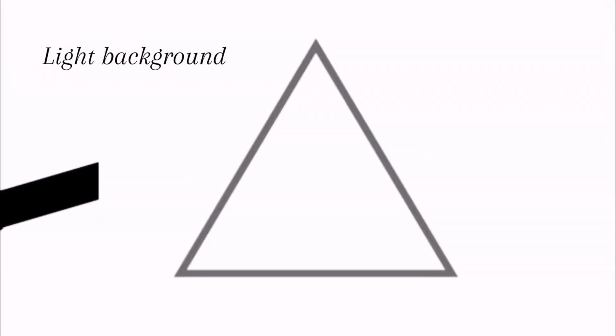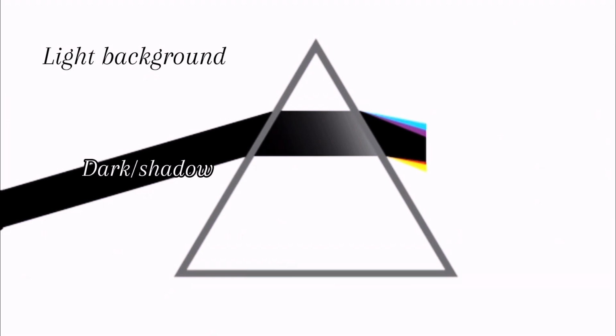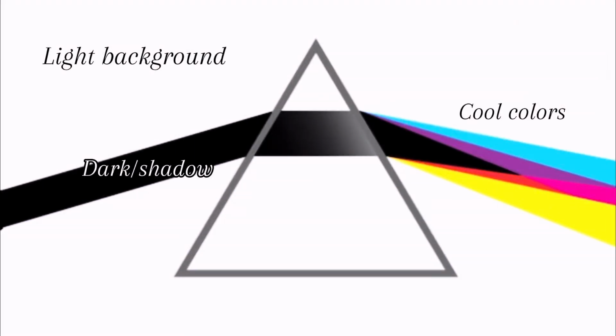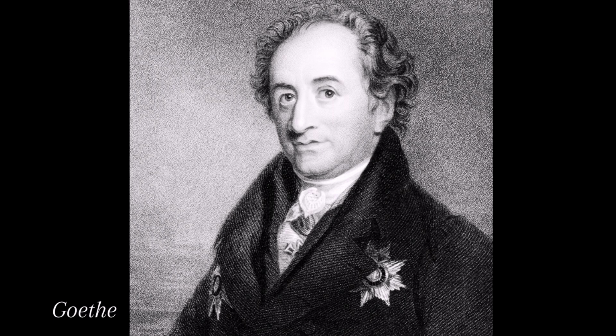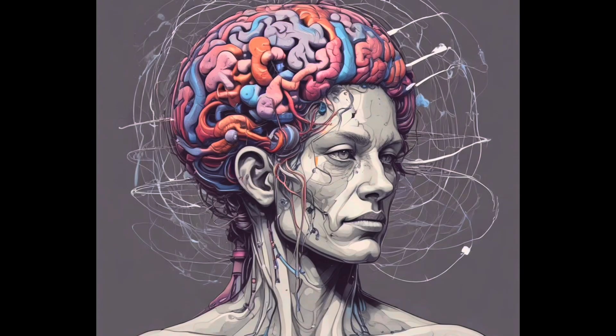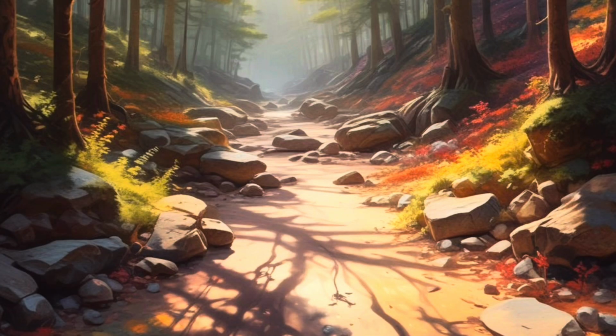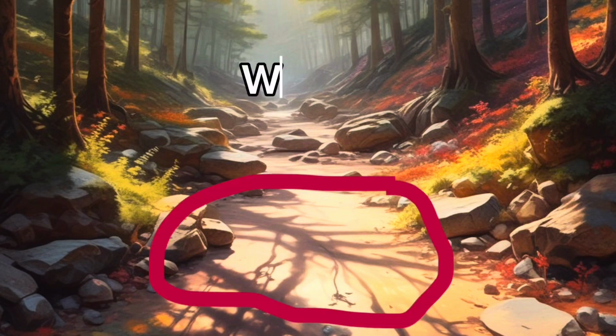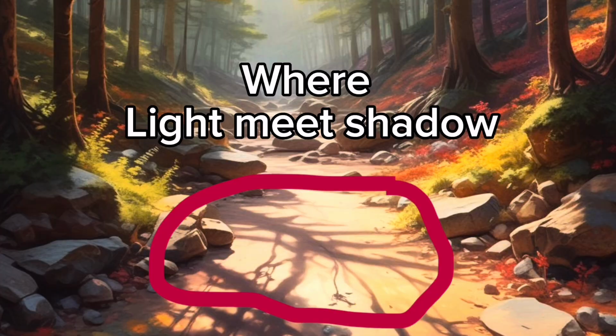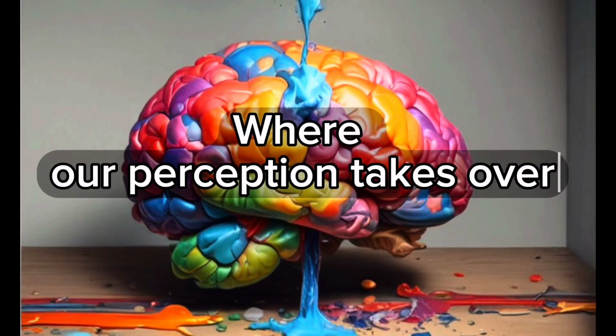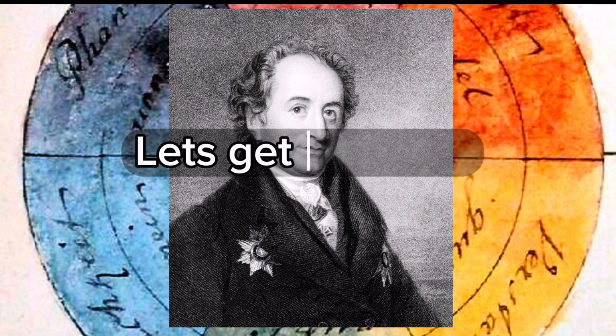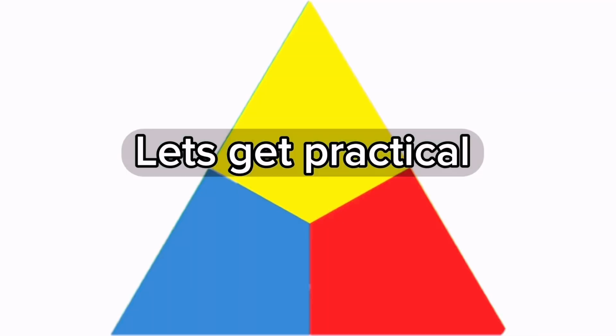When a shadow or dark shape is passed through a prism or placed on a light background, cool colors like blue or violet appear. He believed these effects are not just physical, but also part of how our mind experiences colors. So in Goethe's view, color is born at the borders, where light meets shadow and where our perception takes over. Now let's get practical.